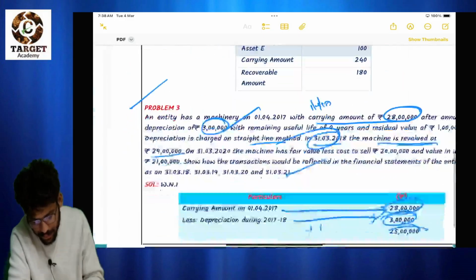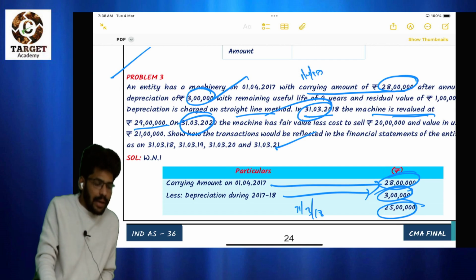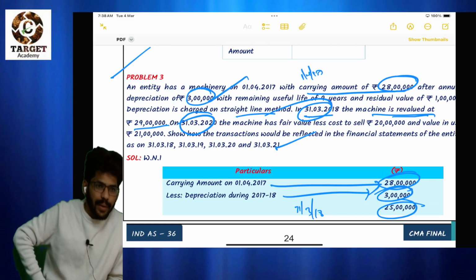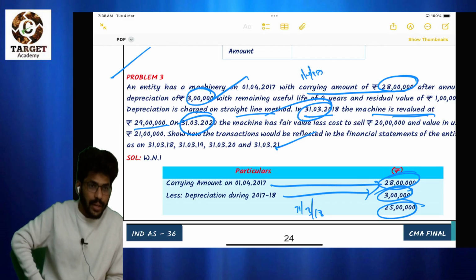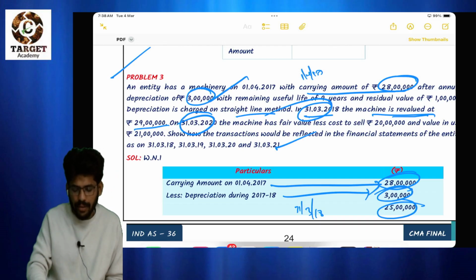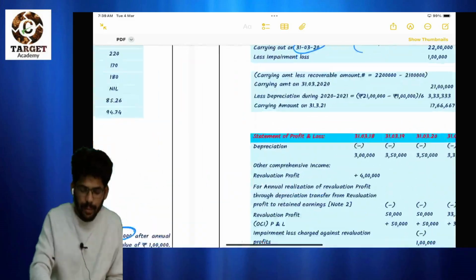See sir, in the given question they have given the recoverable amount on 31st March 2020, which means you need to calculate depreciation up to 31st March 2020. You need to calculate the carrying amount at the end of 31st March 2020. Correct or not? Then only you can easily find out the impairment loss. Because they have given the recoverable amount at the end of 31st March 2020, right? So you need to calculate the carrying amount on that date also. So on that date, the carrying amount as of now is 22 lakhs. Clear? Everyone is clear about this 22 lakhs?